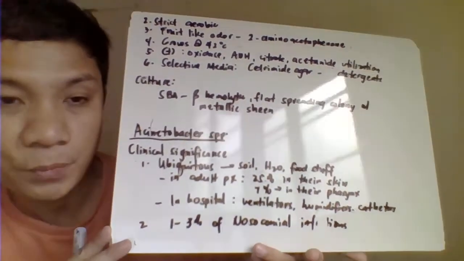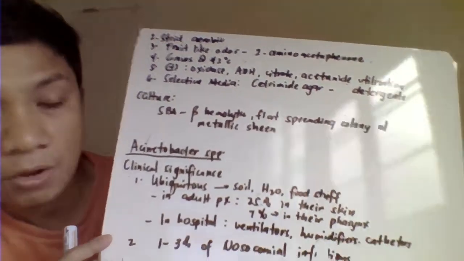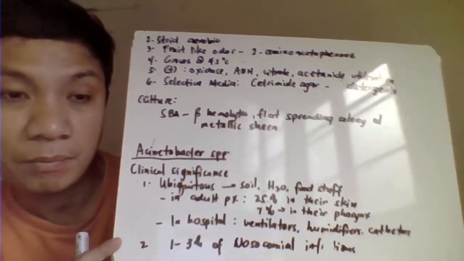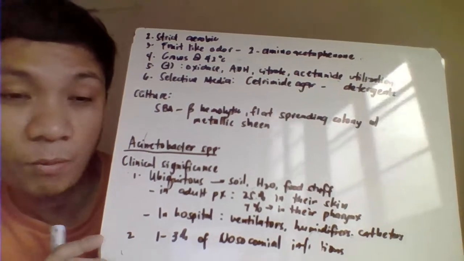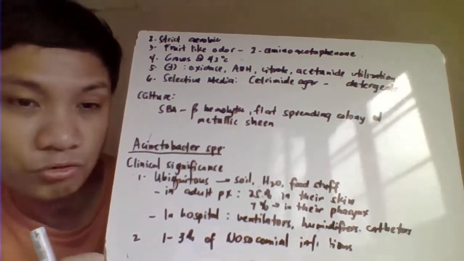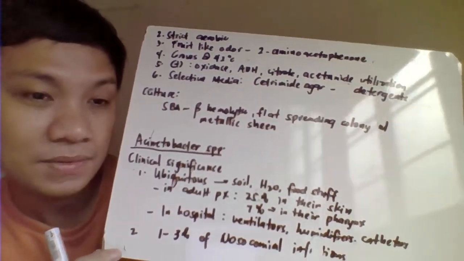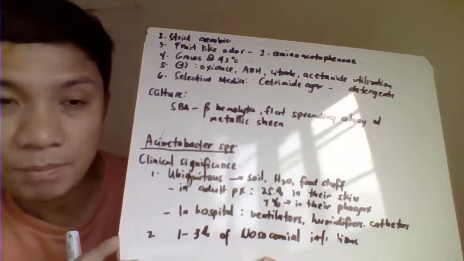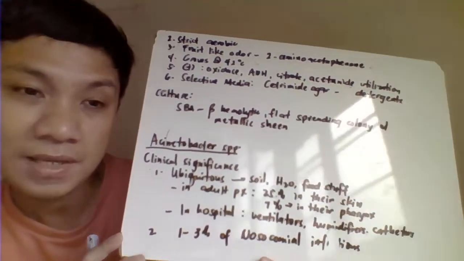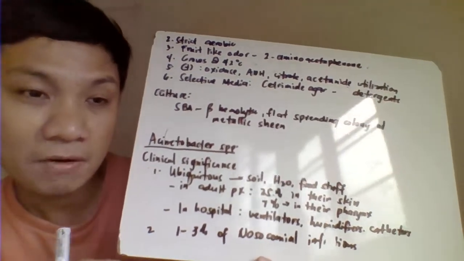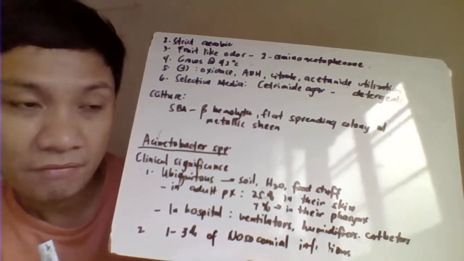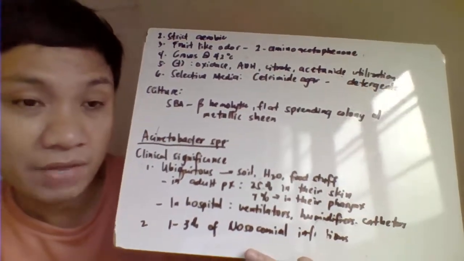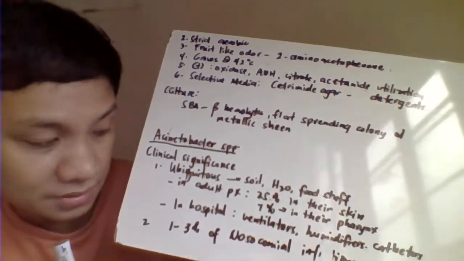Okay, the next group we have is the Acinetobacter species. Acinetobacter species are considered ubiquitous because they can be found in a wide variety of environmental distribution. You can isolate them in the soil, in the water, and even in foodstuff. In the adult population, 25% have this bacteria on their skin, and 5 to 7% of the adult population have it in their pharynx.